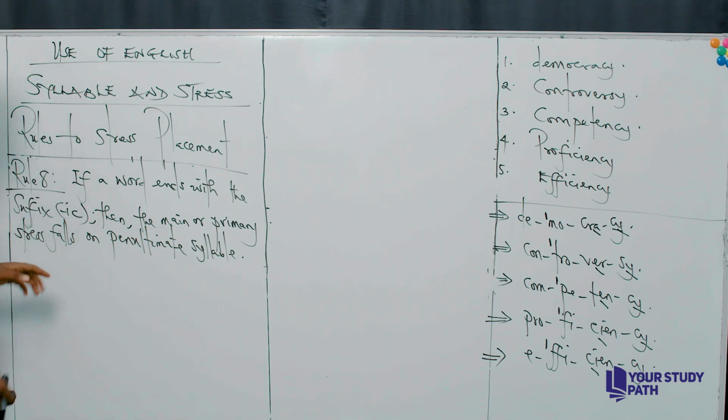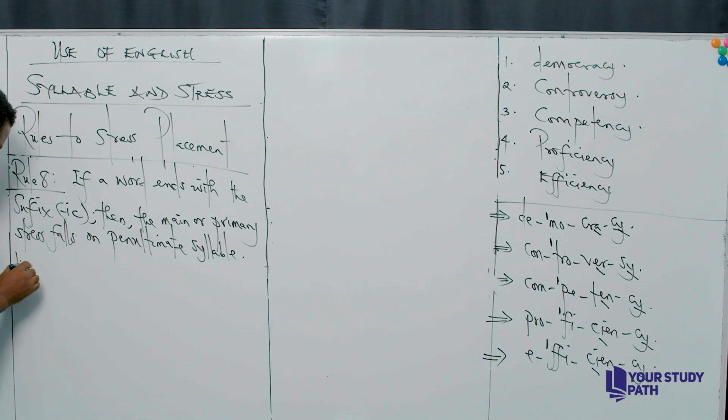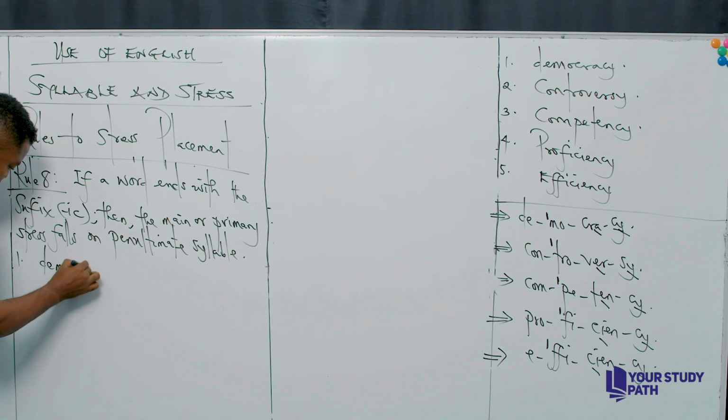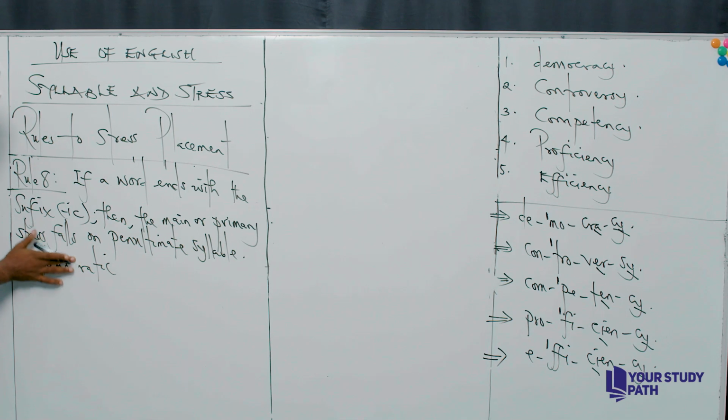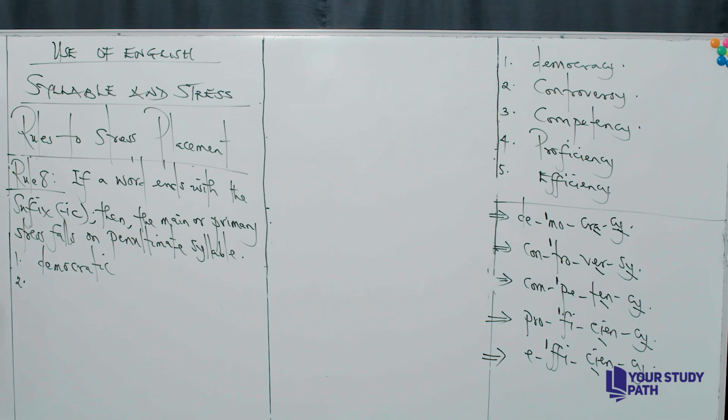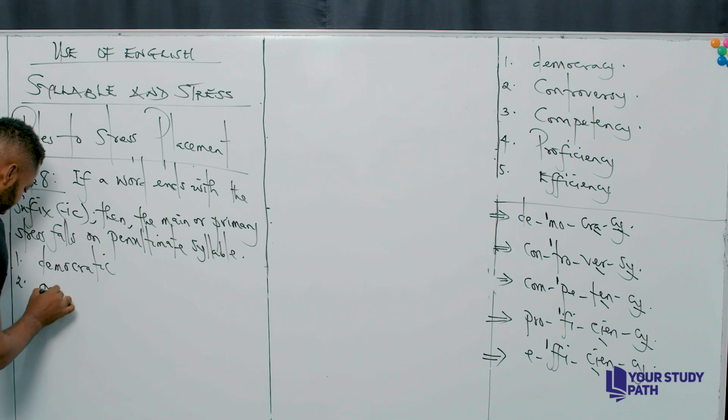Is that taken? Now, most English words that end with the suffix IC would always have their stress, that's the primary or main stress, on the penultimate syllable, that's the second to the last syllable. And let me give examples of such, so you could use them to learn. The first word is democratic, okay? Democratic. Two, you could also have a word like organic.